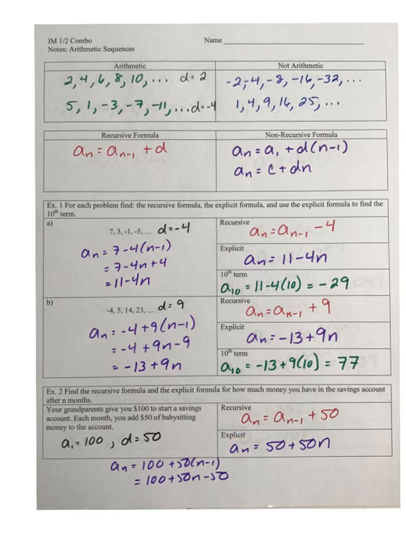So for the recursive formula, all you care about is the d. A sub n equals a sub n minus 1 plus d. So you just plug in the 50 for d. The explicit formula, you need both the a1 and the d. So a sub n equals a1 plus d times n minus 1. So then I distribute the 50, so 100 plus 50n minus 50. Combine like terms, and a sub n equals 50 plus 50n. And that's the end of our arithmetic sequences.